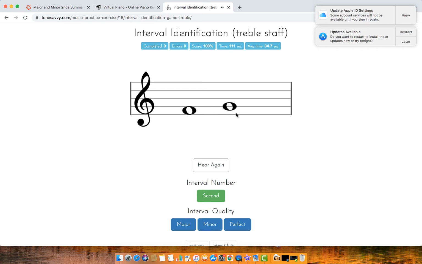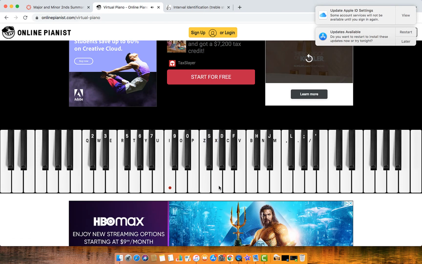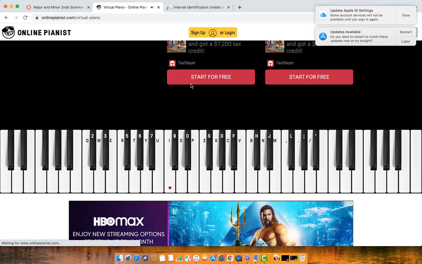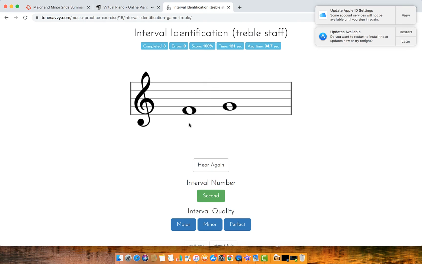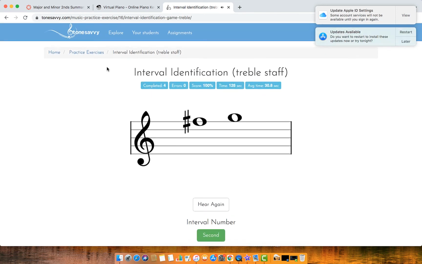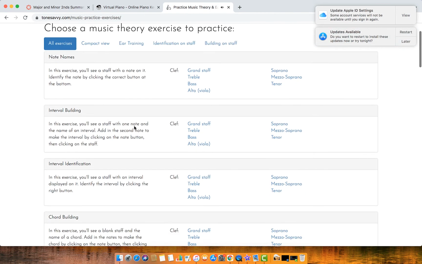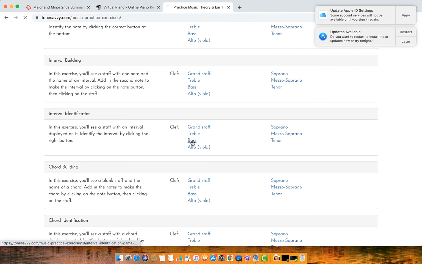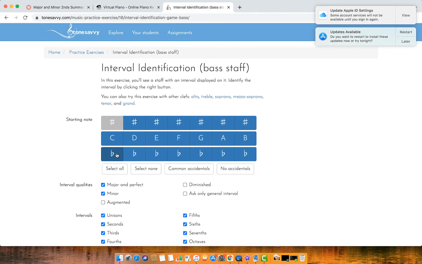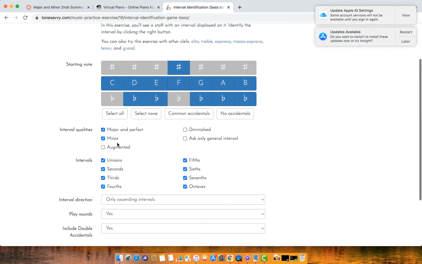Well, that sounds like a whole step. Whole step. But it is also a major second. And let's just do a couple in bass clef. It's been my experience that people do better on treble than bass, which I don't get, because they're both the same in the sense that if you can read one clef, you should be able to read the other. Only seconds.